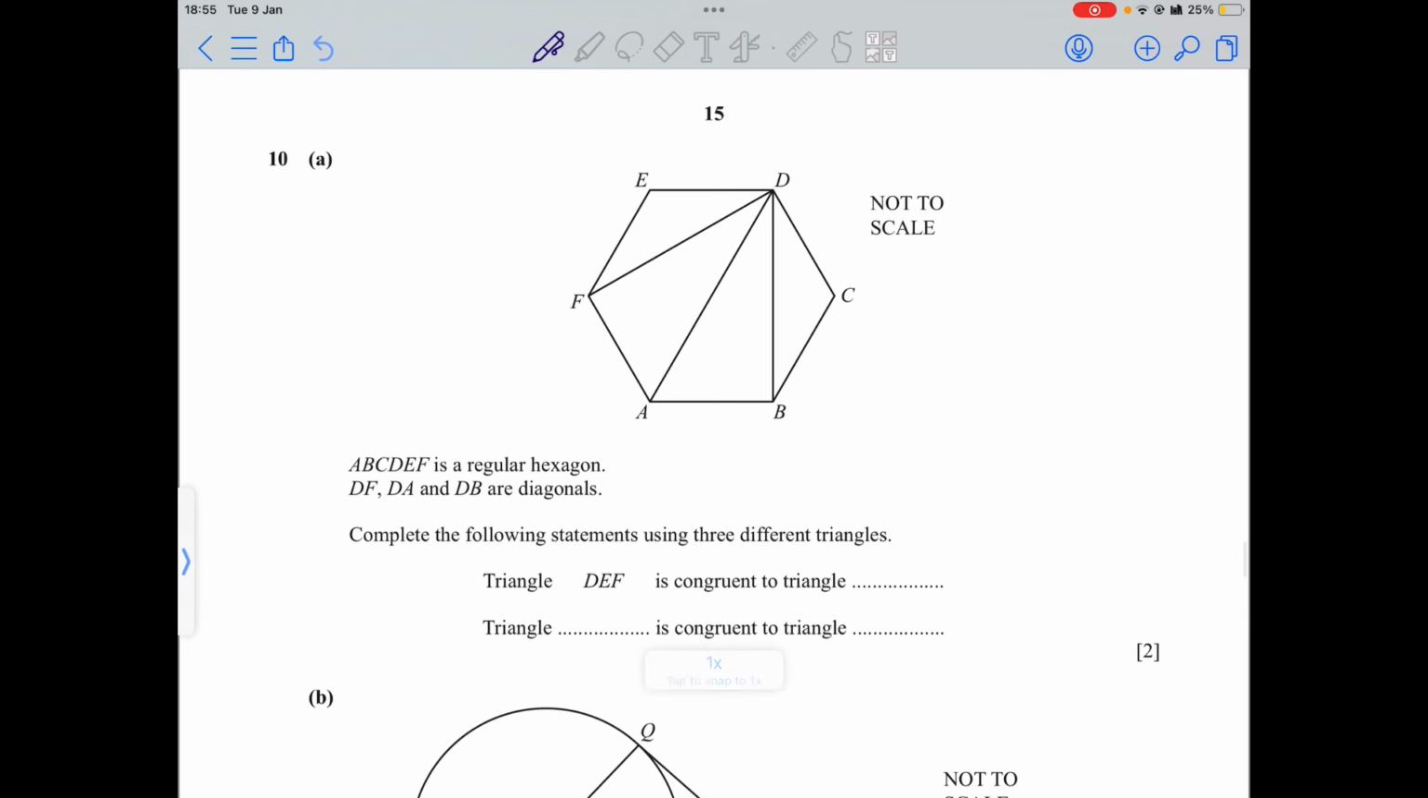In this case, it is a regular hexagon with diagonals. The triangle DEF would be congruent to DCB, and triangle DAF, no, not BAF, DAF is corresponding to triangle DAB, my bad. So DAF to DAB and DEF to DCB.